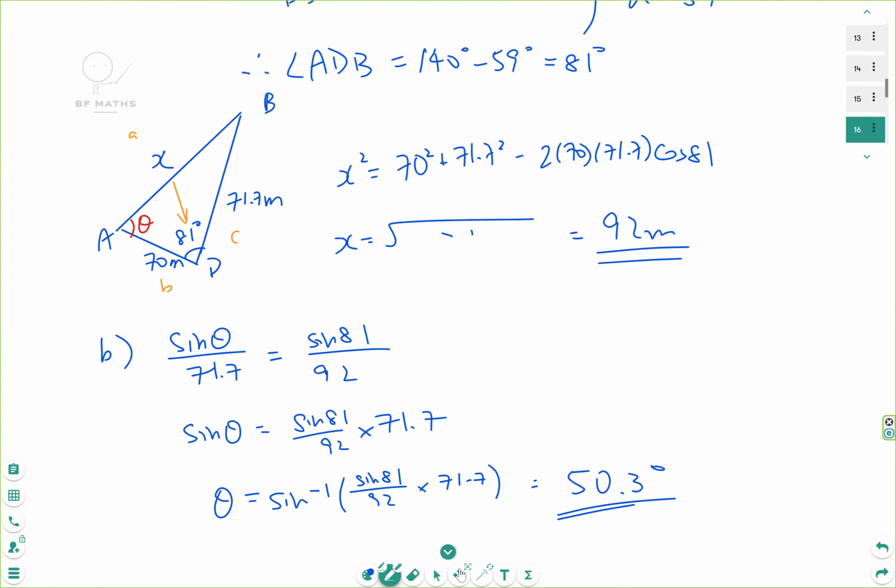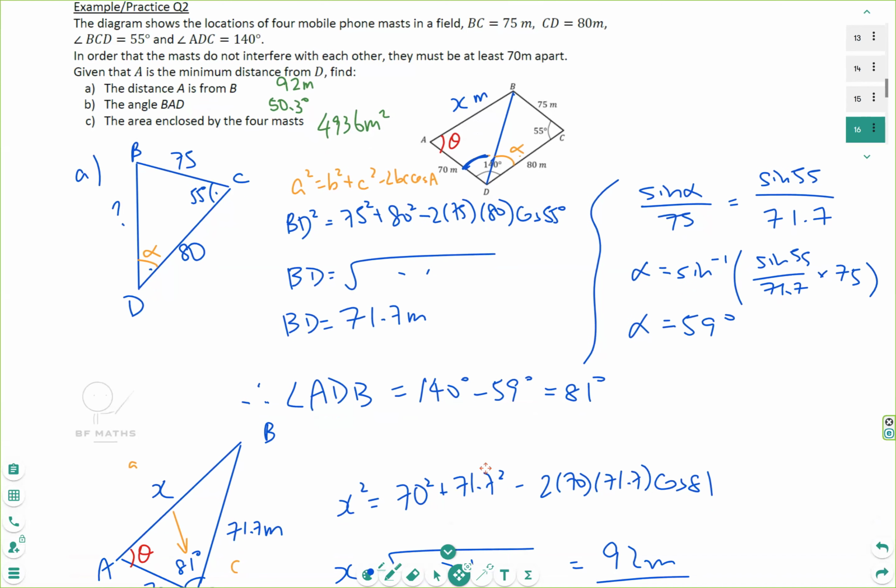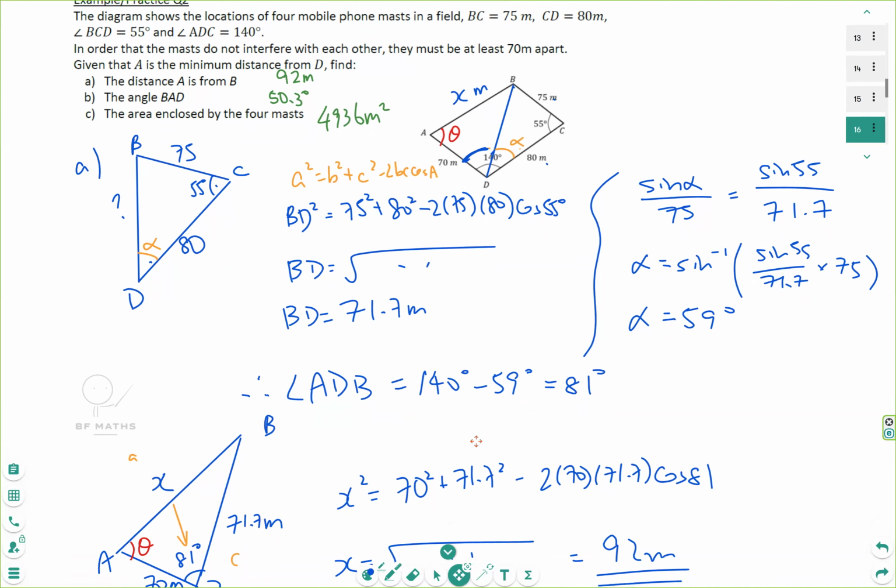And another answer. Okay, part C, find the area enclosed by the four masses. To find the area, you can see there are two triangles, so we want to work them out one by one. So the area of one triangle plus the area of the other triangle. For the area of triangle BAD, we don't use half base times height, because if we use the height, you must have a right angle triangle or a perpendicular height, which you can find if you want to go the extra mile unnecessarily. But in here, you could use half ab sine C.